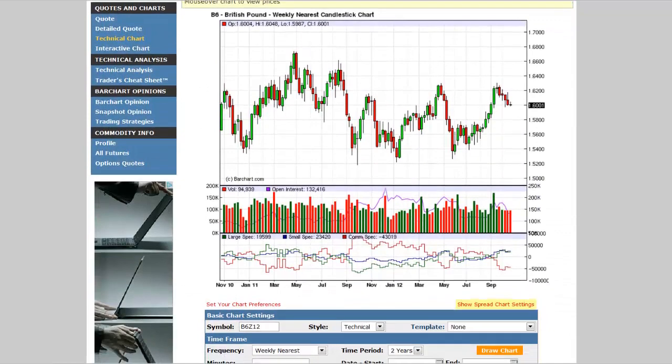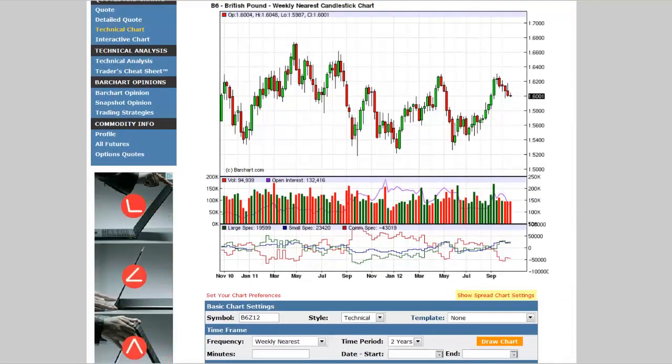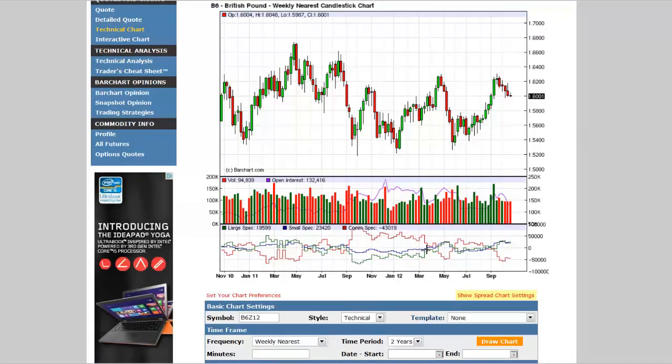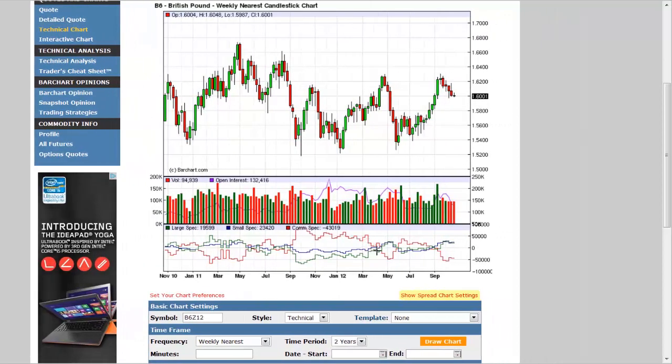Okay, and you can see here we have the chart noted. So we see here, and you can see the red line here. And we're going to change it to a 1 year so we can see it a little bit clearer.